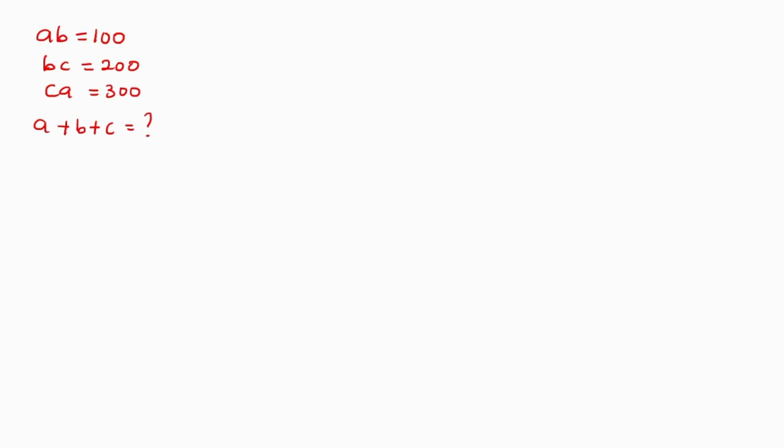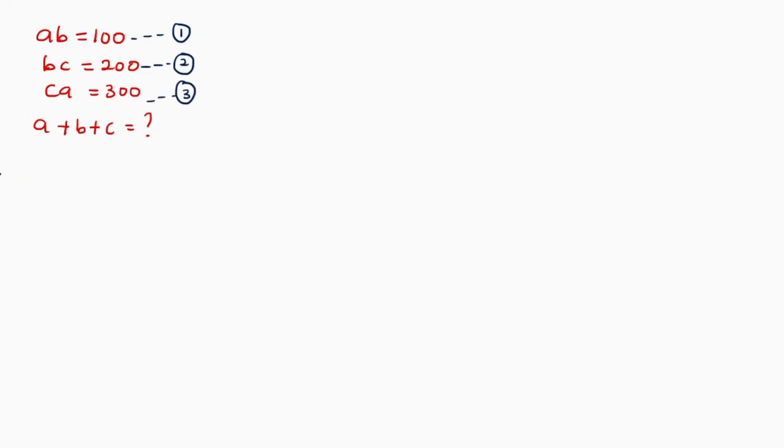So right here, guys, we have an algebra math question that says AB is equal to 100, BC is equal to 200, CA is equal to 300. We are to find A plus B plus C. So guys, the first thing we want to do is to simply name our equations. We're going to call this equation 1, this equation 2, and this equation 3.